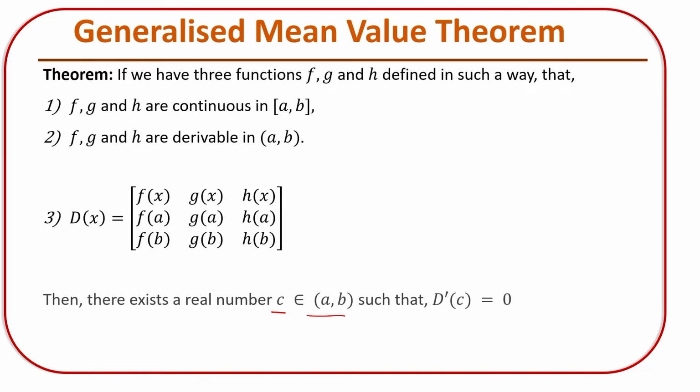The matrix is going to be 0, right? So that's our idea, and so this is the mean value theorem. Let me give you once again. What we have done, we have taken one closed interval [a, b], and we have assumed three functions f, g and h.